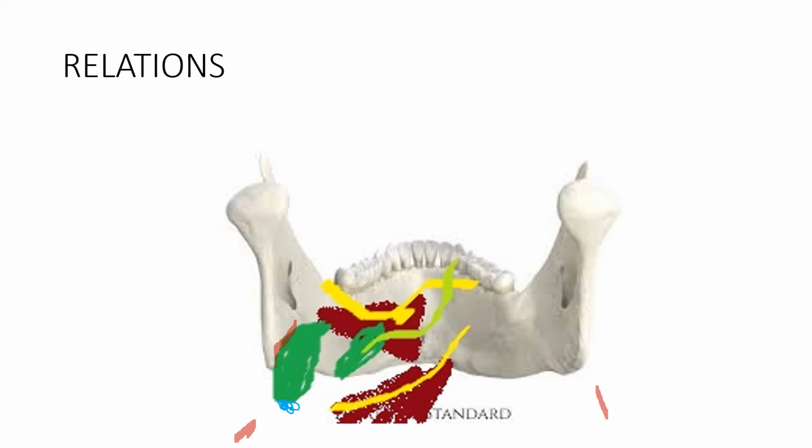And this is the lateral surface, which is related to the submandibular fossa, and the facial artery plays an important relationship here, along with the medial pterygoid muscle, which is attached to the angle. So can you see the rough surface?